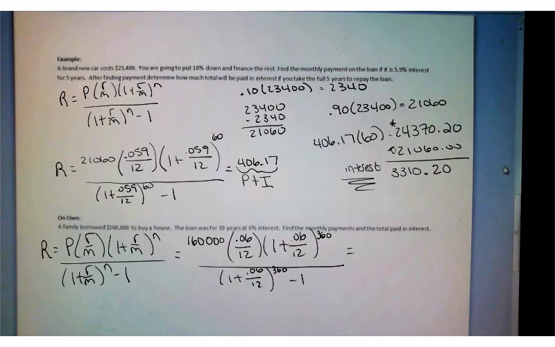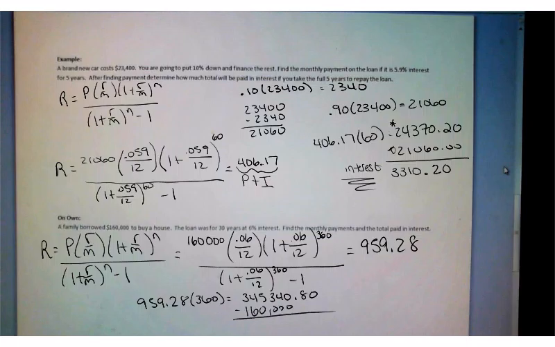This family's loan payment amount should be $959.28 monthly. Using the same technique we did above for the car example, if the family is paying $959.28 monthly for 30 years, they're going to make 360 payments, which means they are going to pay in total $345,340.80 for a $160,000 loan. Which means if they took the full 30 years to repay, they would pay $185,340.80 in interest on top of the $160,000 they borrowed.